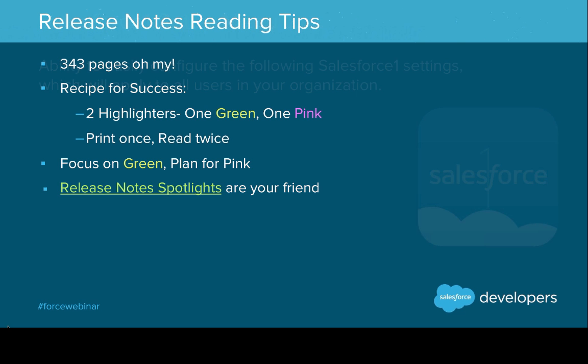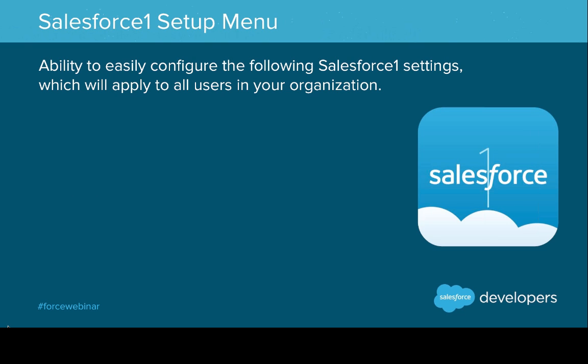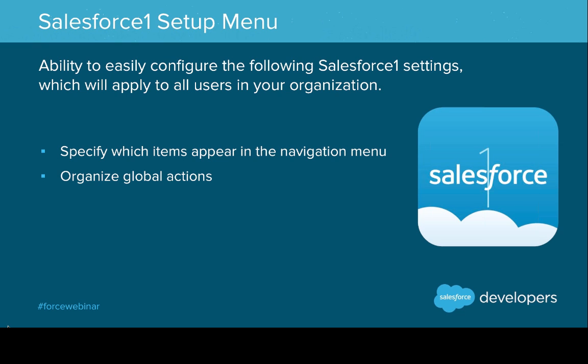So with that being said, let's talk about some of the really cool things we're going to hone in on. The first one, Salesforce1 setup menu. This is brand new in Winter 15. I love this. This is phenomenal. This allows you to easily configure everything in your org for Salesforce1, so you don't have to hunt around, and it's all very declarative friendly too. So you can specify which items appear in the navigation menu. You can organize your global actions and create a custom compact layout for contacts. I think this is just phenomenal.